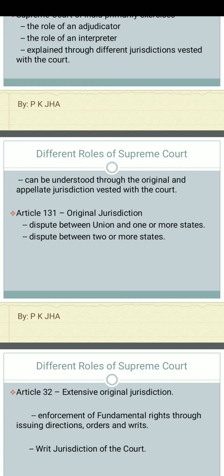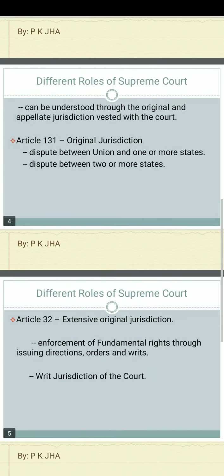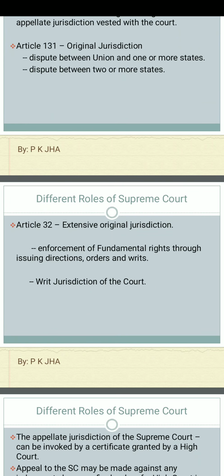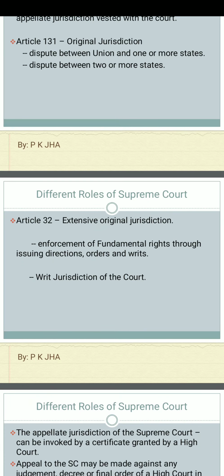Now, one such article we have in our constitution is Article 32. This Article 32 of our constitution further gives an extensive original jurisdiction to the Supreme Court. So under Article 32, we say it gives extensive original jurisdiction to the Supreme Court for what? For enforcement of our fundamental rights. Yes, children, the fundamental rights of the citizens of India. And how can the Supreme Court do so? Through issuing directions, orders, writs.